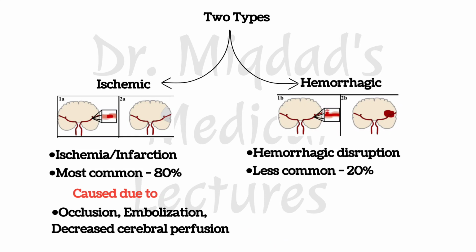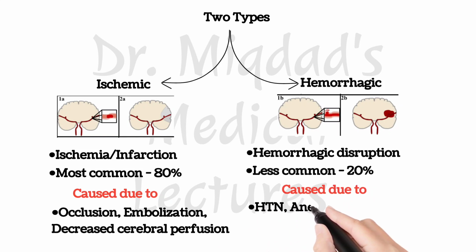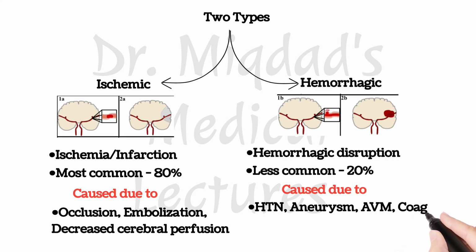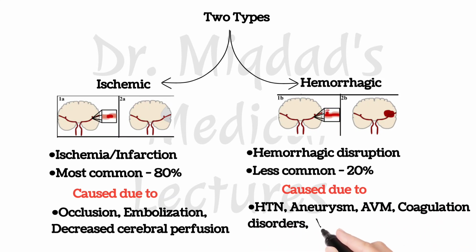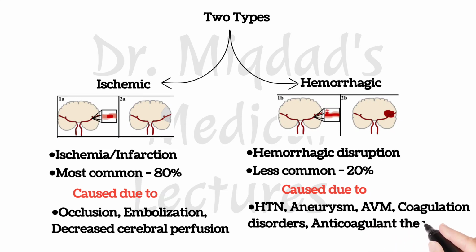Then coming to embolization, here the emboli will block the vessel. These emboli may come from a thrombus if it dislodges from an atherosclerotic plaque, or they may come from the heart or from other possible sources like air emboli, fat emboli or tumor emboli. In case of hemorrhagic stroke, it may be caused by hypertension, aneurysms, arteriovenous malformations, coagulation disorders, anticoagulant therapy, trauma or drug abuse, for example cocaine.